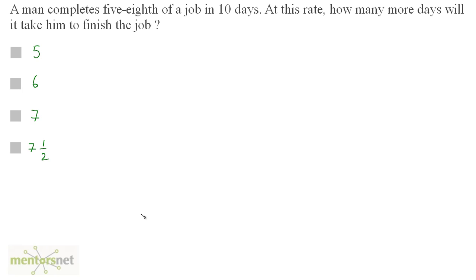A man completes 5/8 of a job in 10 days. At this rate, how many more days will it take him to finish the job? So we have two quantities, time taken and work done. The more the time taken, the more the work will be done.